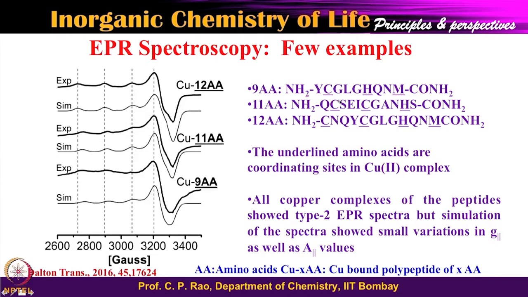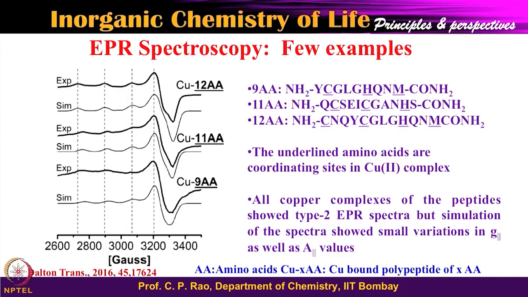This is the sequence. What is binding in the 9 is a cysteine, a histidine, and a methionine. In case of 11, a cysteine, a histidine, another cysteine, and a histidine. And in the 12, a cysteine, a histidine, and a methionine. So all of these are bound to the copper center. Of course, copper in all these is copper 2 plus. No point in looking at copper 1 plus.